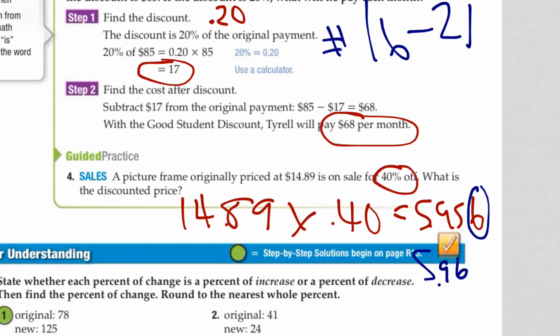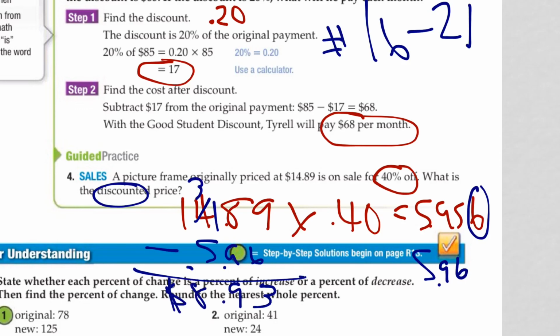All right, now the question is, though, am I going to add it to 14.89 or subtract it? Well, since it's a discount, I subtract. So 14.89 minus 5.96, I end up getting 8.93. So my new price of this picture frame is going to be $8.93.